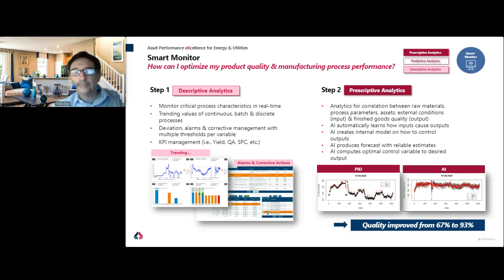In this case, we provide quality improvement, so this is quality ratio from 67 to 93%.